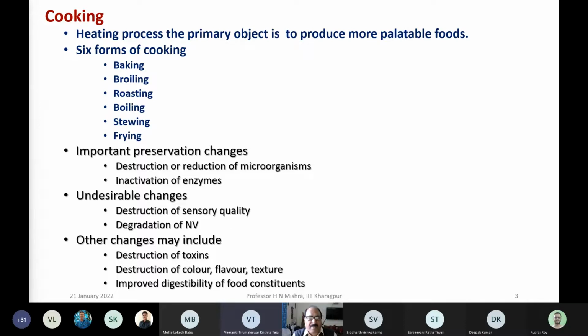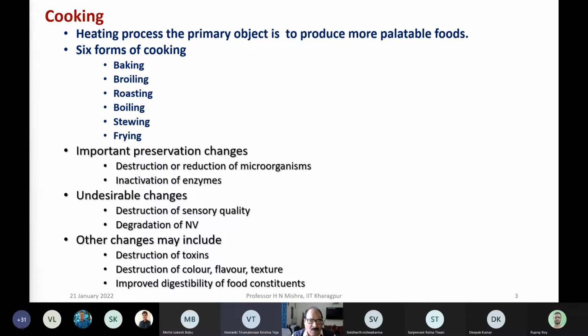So cooking is done, that is the heating process, and the primary major purpose of cooking is to produce a more palatable food. The food is more palatable. It is good in its sensory characteristics. It is good in its eating qualities. And of course, we have to see that while improving its palatability, it should not result in nutritional loss or loss of other components.